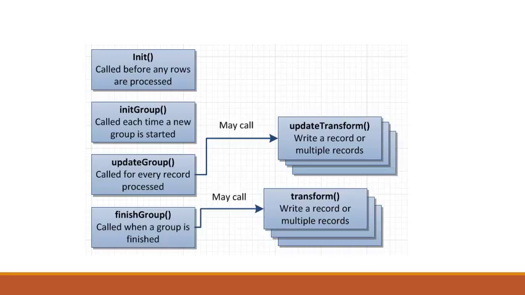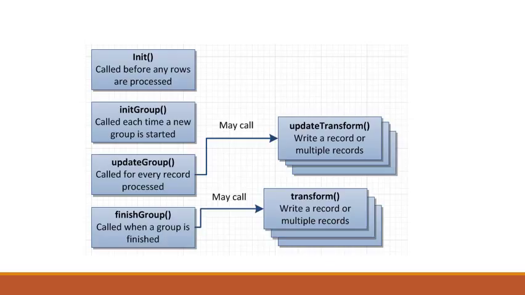First, init is called. That's called before any rows are processed. You can set up your global variables there. Init group is called every time a new group starts. Update group is called for every record in the group, basically every record in your input set. And update group then can call update transform, which can run multiple times. So update transform writes out records, and it can write out multiple records.